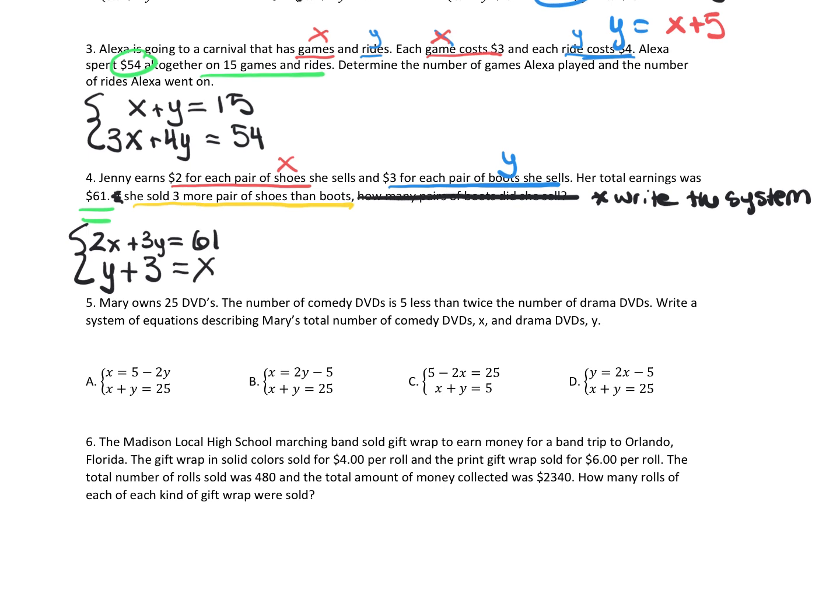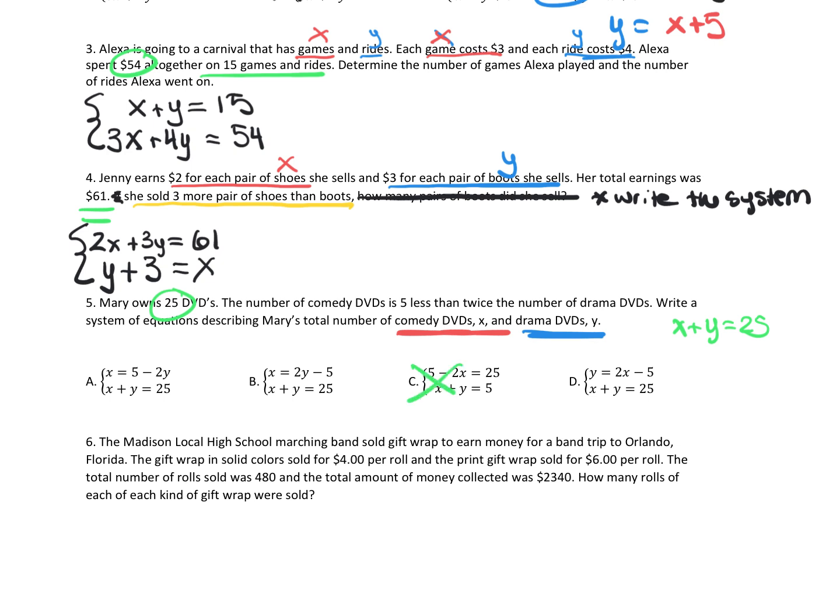Mary owns 25 DVDs. The number of comedy DVDs is 5 less than twice the number of drama DVDs. Write a system of equations describing Mary's total number of DVDs, and then it tells me what is what this time. Comedy is X, and drama is Y. So we know altogether I have to have 25. So it should be X plus Y equals 25. So we got to make sure we have that first. That one has it. This one does not have it.